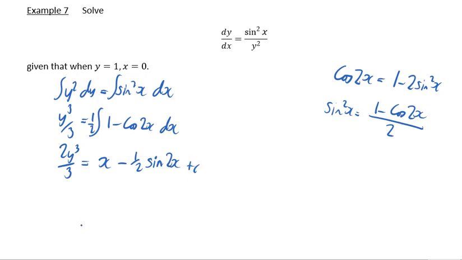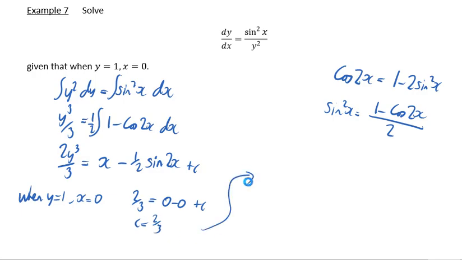Okay, it's probably as good a time as any to put your values in. So it says in the question, when y is equal to 1, x is equal to 0. So we might as well just put those in and see what we get. So the left-hand side is going to be 2/3. The right-hand side is going to be, x is equal to 0, and sine of 0 is just going to be 0. So you've just got 0 minus 0 plus c. So you find your c is equal to 2/3.